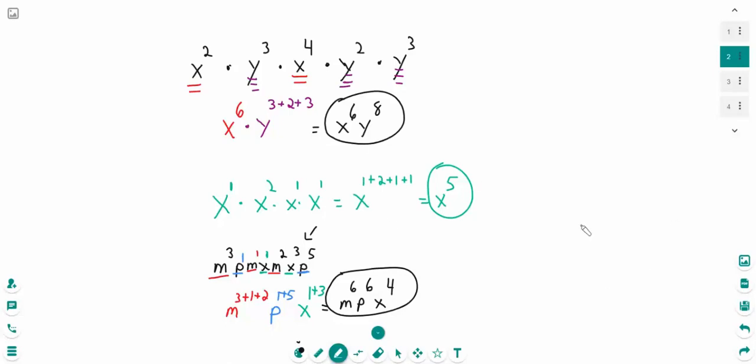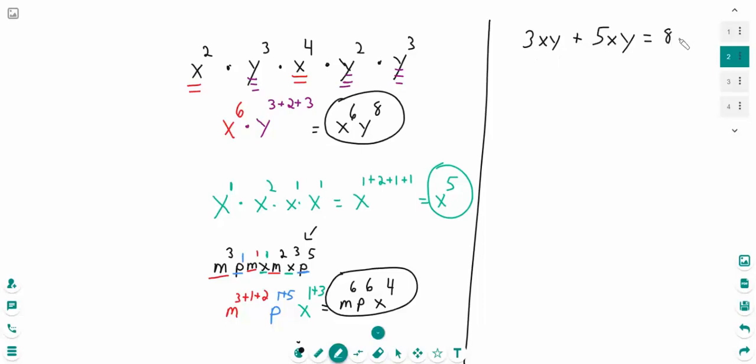Let's continue. Now we're going to talk about something a little bit different here. We're going to be talking about adding like terms that have exponents. So we've already learned how to add like terms. If I have 3xy and I'm adding to that 5xy, we would recognize that these are like terms. The variables are the same, and so we would simply add the coefficients. 3 plus 5 is 8. So we get an 8xy.